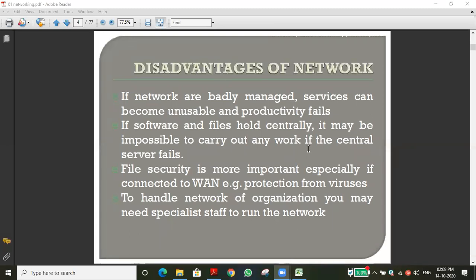We also need to recruit a lot of expertise to run a network properly. These are all the advantages and disadvantages of networks. I hope this gives clarity on what a network is and what the internet is. Have you got some clarity? Yes? Then let me go ahead with the next point.